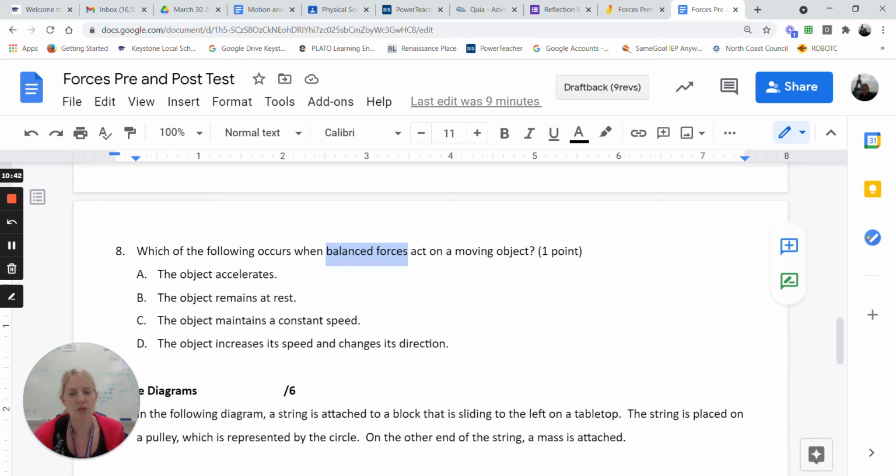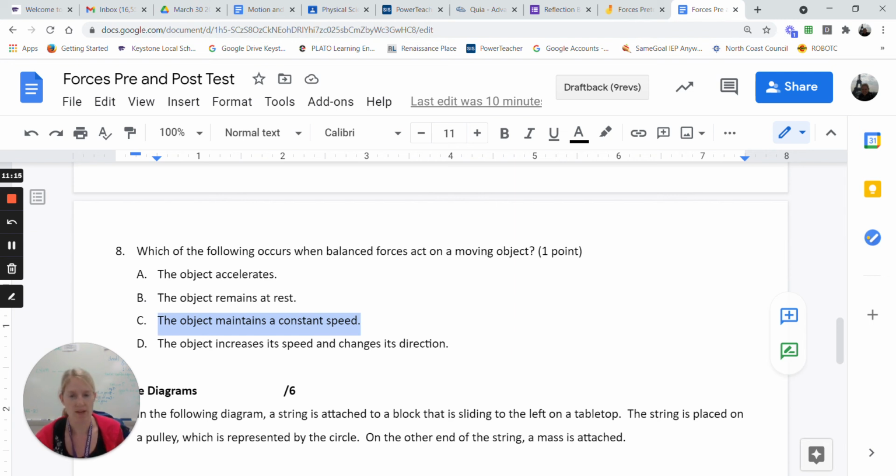So balanced forces would be exactly like I described before. 3 newtons in one direction, 3 newtons in the other direction. That's balanced. So if that's happening on an object that's already moving, then our object would not accelerate. It would maintain its constant speed. If balanced forces were acting on a resting object, then it would just remain at rest. But since this one's moving, we'll say option C for number 8.